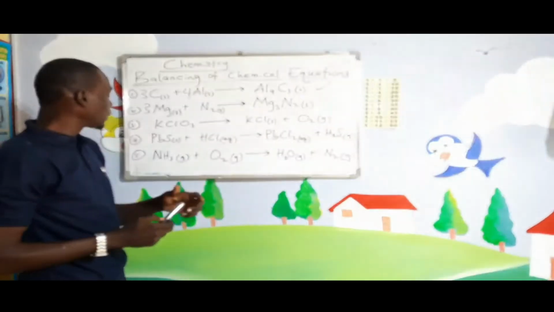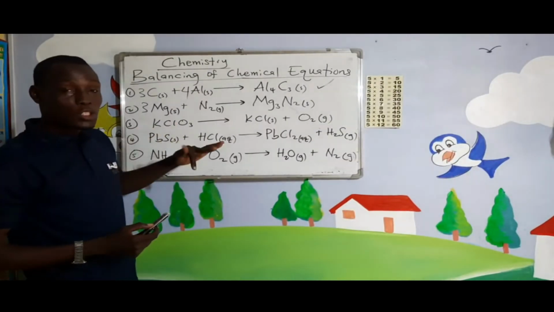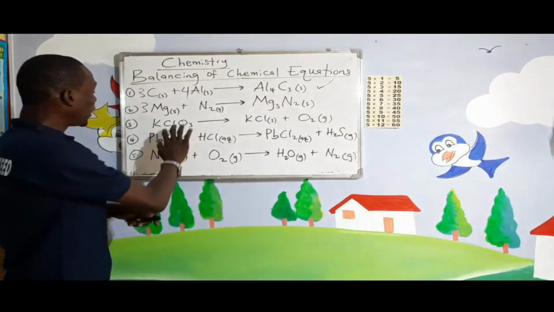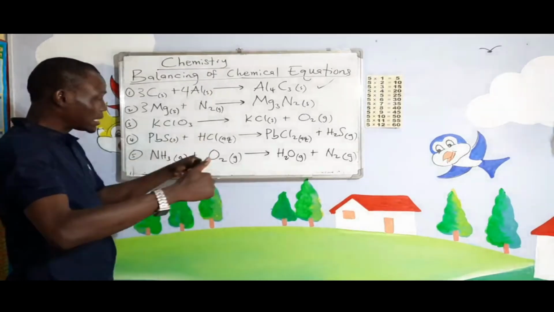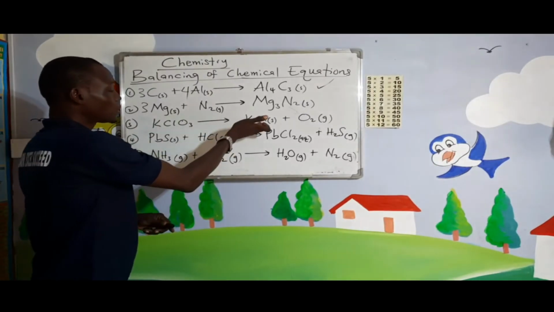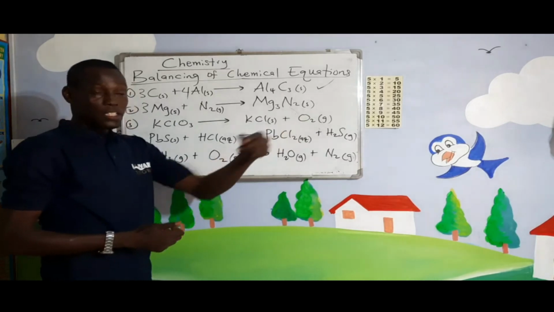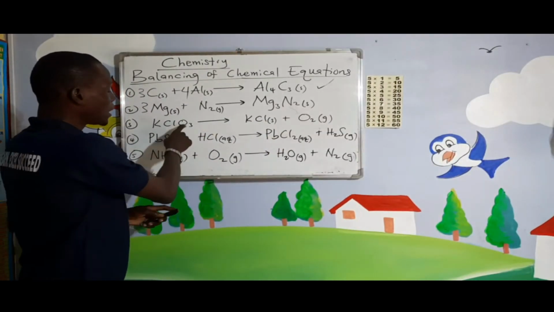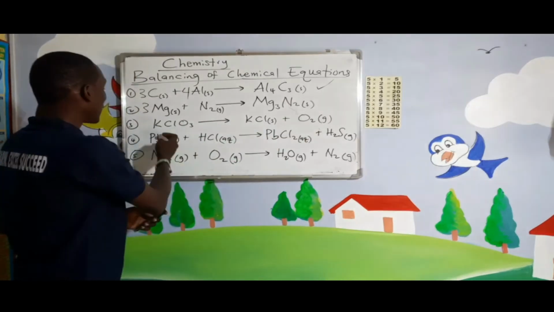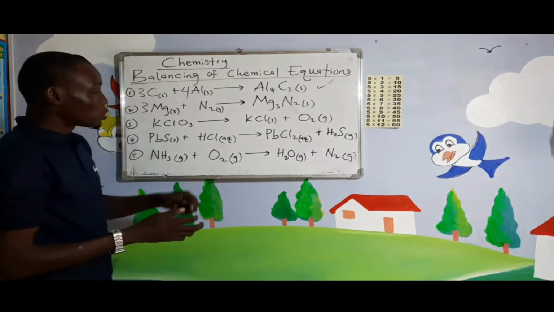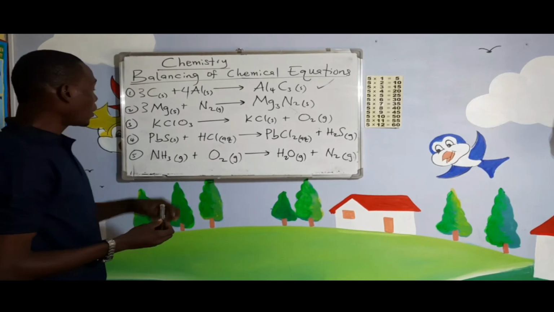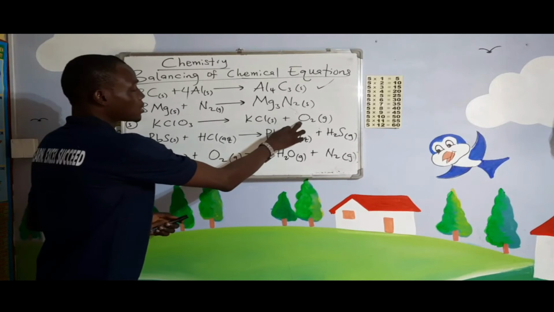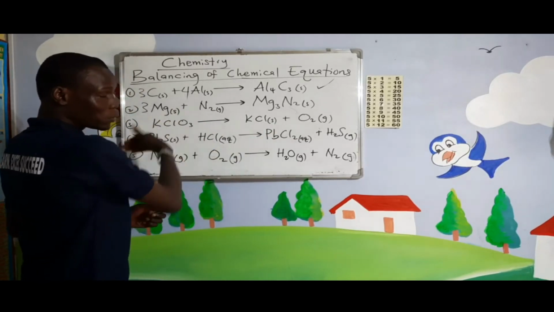We now go to the third one. The third one is a decomposition reaction involving potassium trioxochlorate(V). When potassium trioxochlorate(V) is heated, it decomposes to give potassium chloride, and oxygen gas is released in the process. So the equation is not balanced. We have 3 oxygen atoms here, we have 2 here, we have chlorine and potassium. So how do we balance this? Since we have 3 here, we have 2 here, that means we must add something here to try to meet up with what we have here.